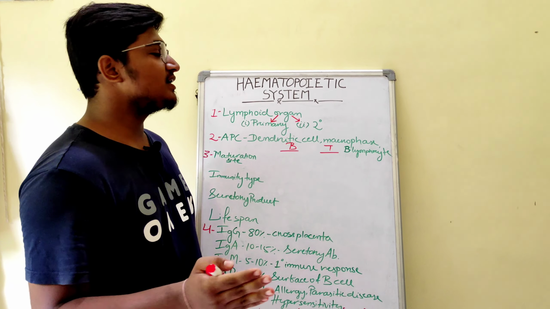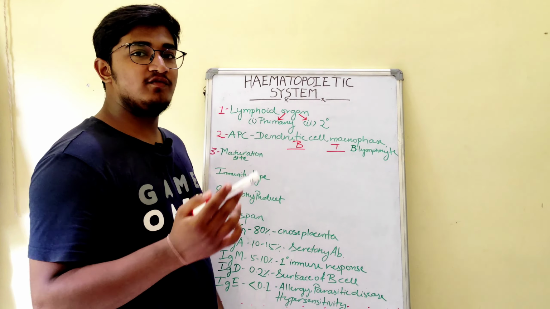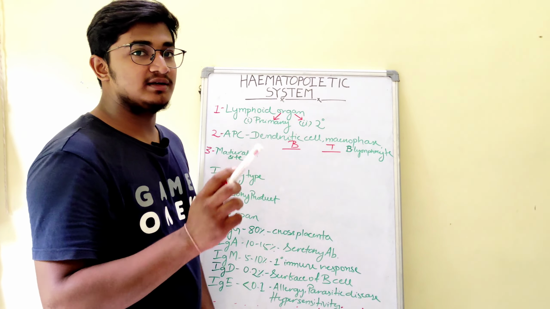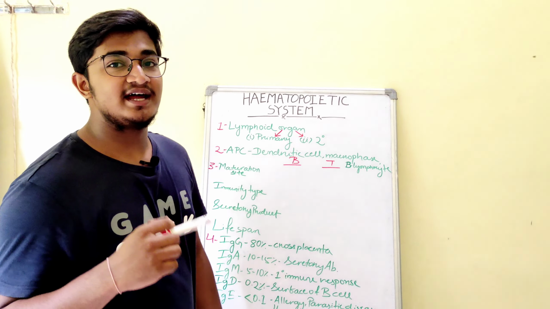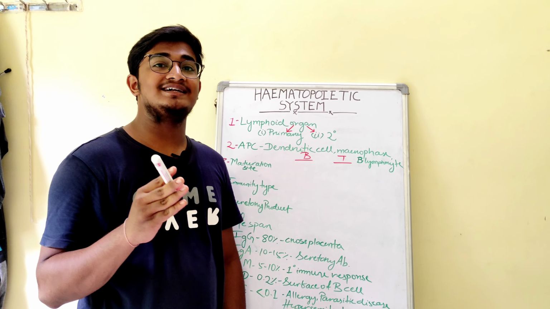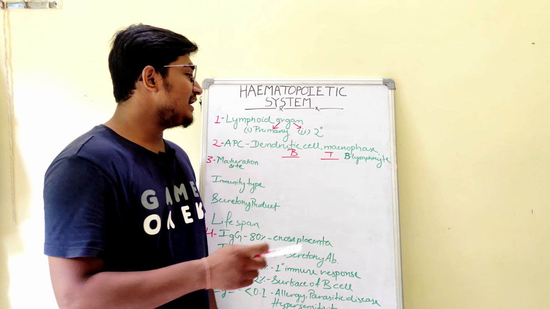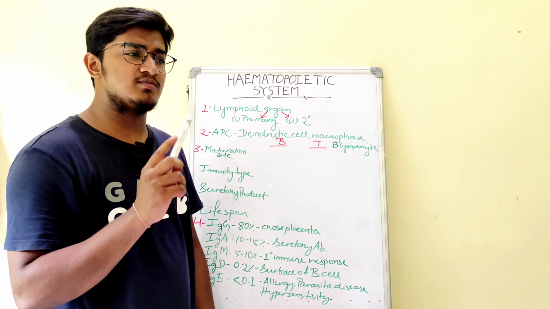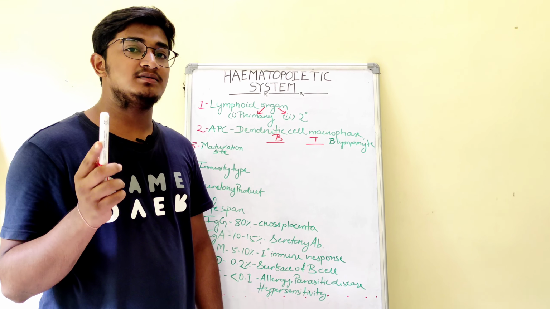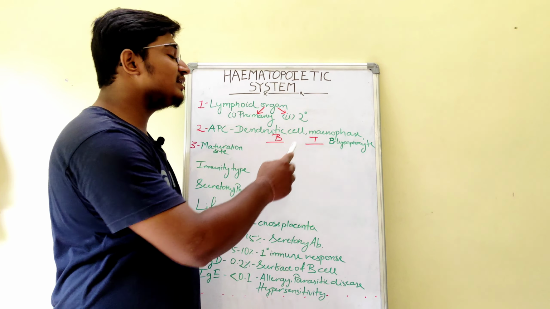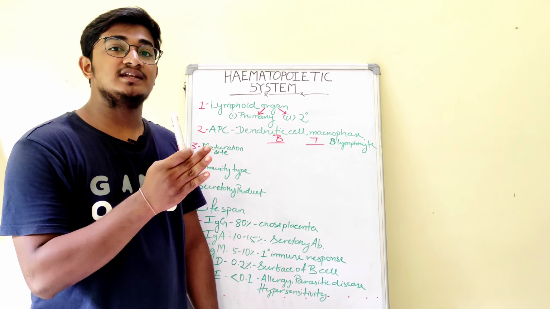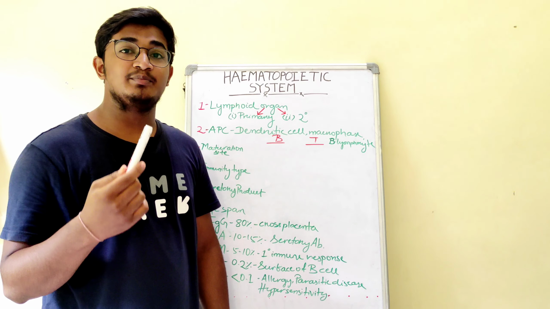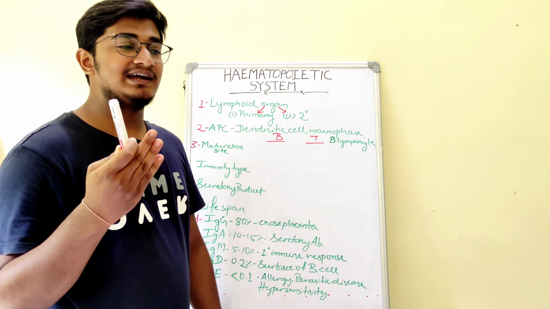So the next topic is the lymphoid organ. Lymphoid organ is divided into primary lymphoid organ and secondary lymphoid organ. The primary lymphoid organ is the organ in which the lymphocyte gets differentiated from the stem cells. It includes bone marrow, thymus, and bursa of Fabricius. The bursa of Fabricius is present in birds. The secondary lymphoid organ is the organ in which the lymphocyte gets exposed to antigens. It includes lymph node, spleen, and MALT, GALT also.